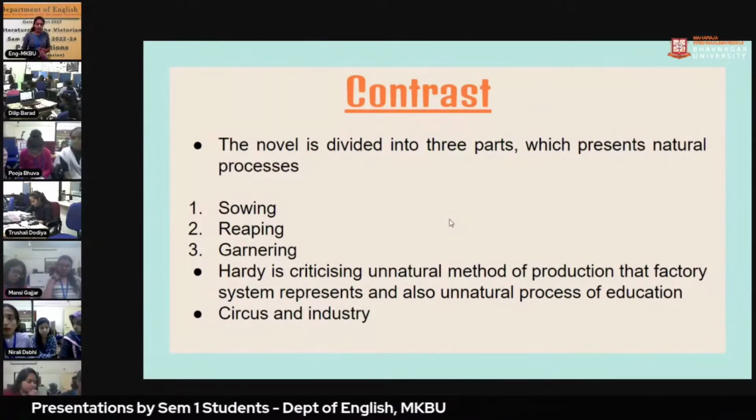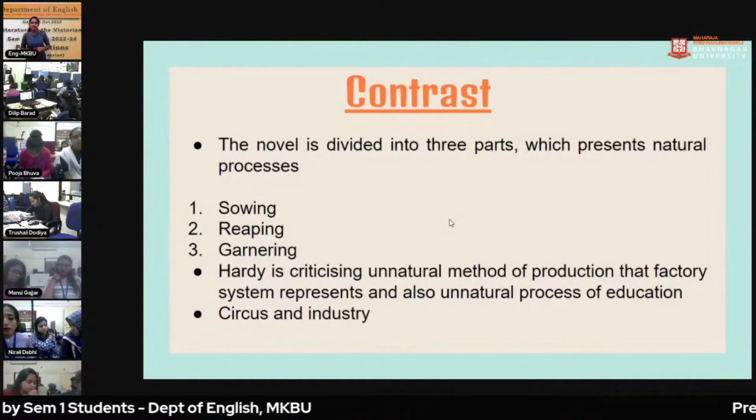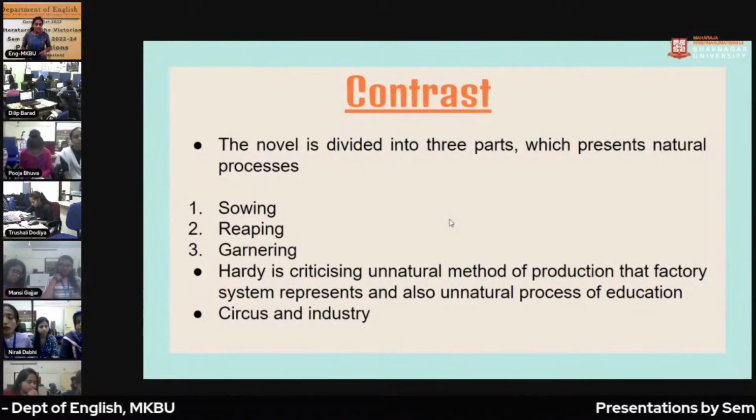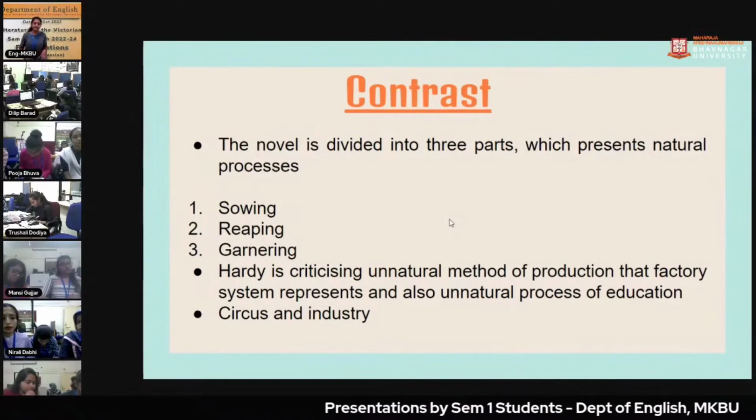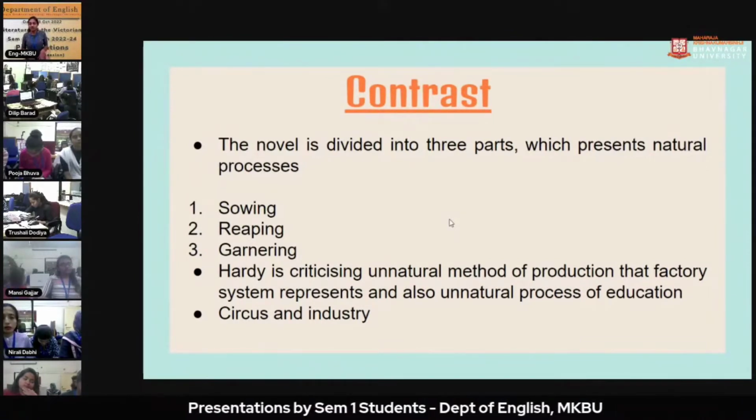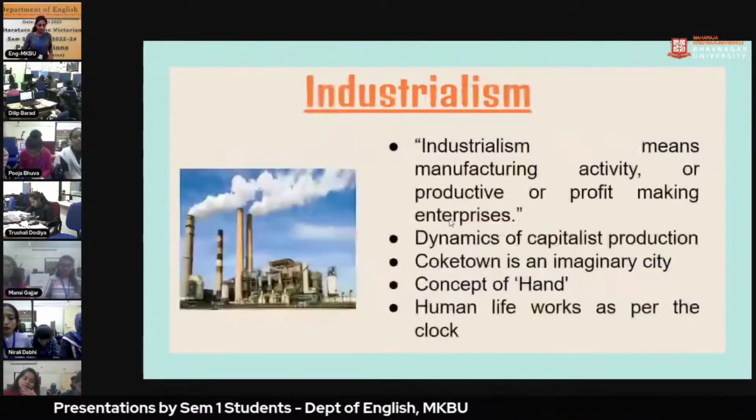Another contrast is circus and industry. Circus is full of imagination, while in industry you have to apply your mind much more than your imagination.